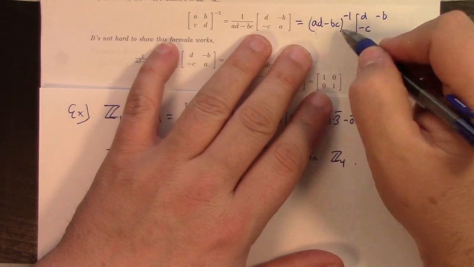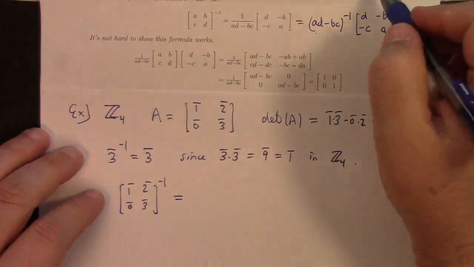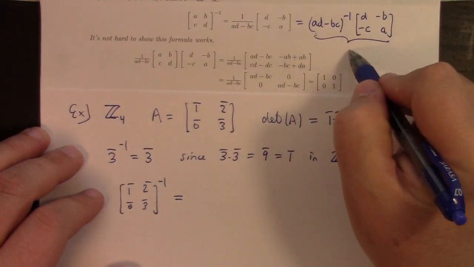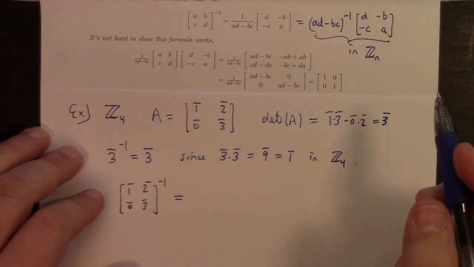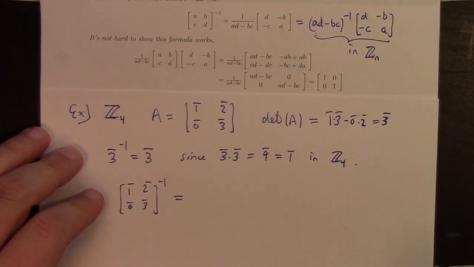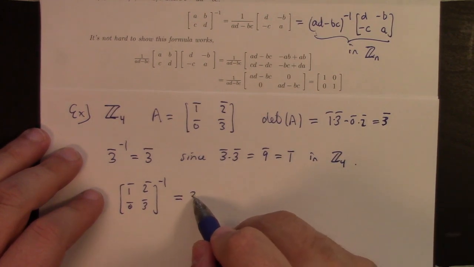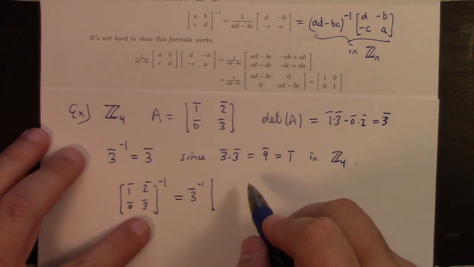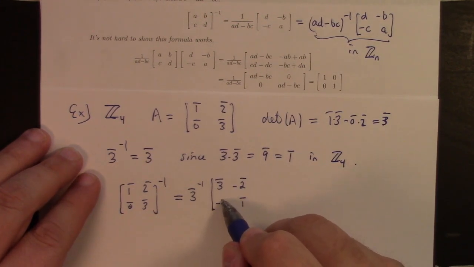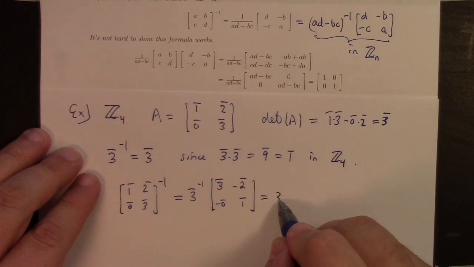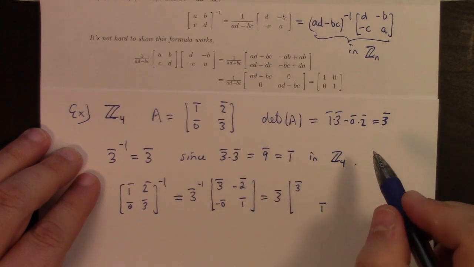This is the notation which is used for Zn for the reciprocal. So this formula looks like that in Zn, assuming of course that the determinant exists. In my example, it does. Getting back to the point, we have 3 bar inverse. I'm supposed to flip the diagonals and put minuses on the off diagonal. So that's 3 bar, 1 bar. What's minus 2?